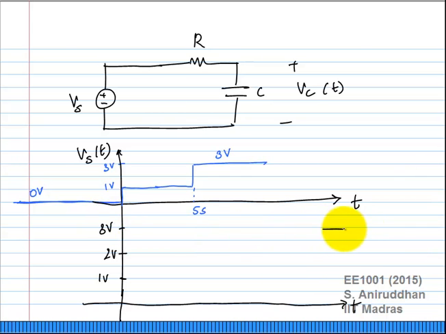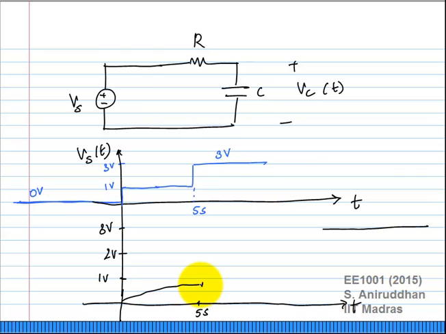I'll put this as the asymptote. This is 5 seconds. It starts rising exponentially, but it cannot reach that. It will reach some value below 1 volt. Only at t equal to infinity will it reach the final value. At that point of time, it will reach some voltage, and that voltage will be the initial voltage for the next portion of Vs of t. That will be the initial condition for the next portion.